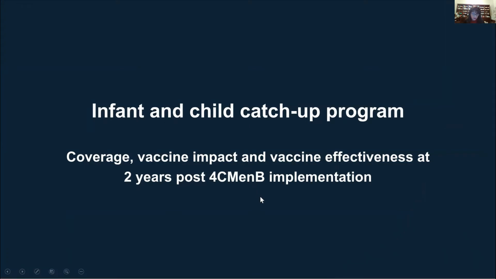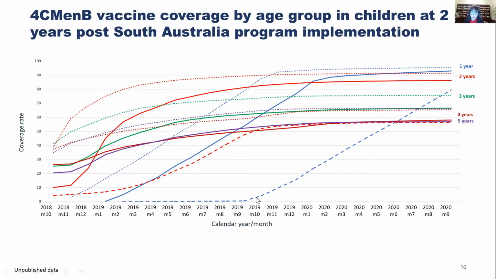So the infant and child catch-up program, looking at coverage, impact and effectiveness. This is at 2 years post introduction of the program, which commenced in October 2018. You'll see that coverage was very high, 95% for one dose. The dotted line here is one dose for each age group, the solid line is 2 doses and the dashed line is 3. You'll see high coverage for the 1 and 2 dose schedule, the priming schedule, with an increase in 3rd dose coverage over time.